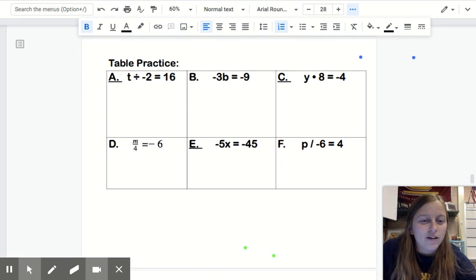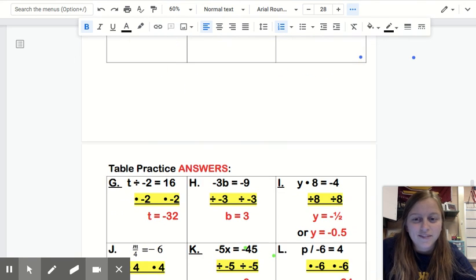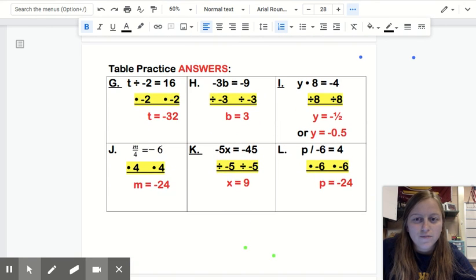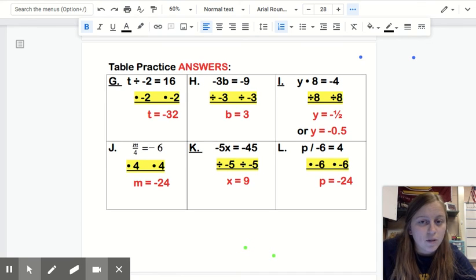Again, whatever table you want to try, go ahead and try that. Try multiple tables if you'd like. And then when you're ready, press play and I'll show you the answers. All right, here are my answers. We've got showing our inverse on both sides, that's what I highlighted in yellow. And then my final answer, I put there in red.